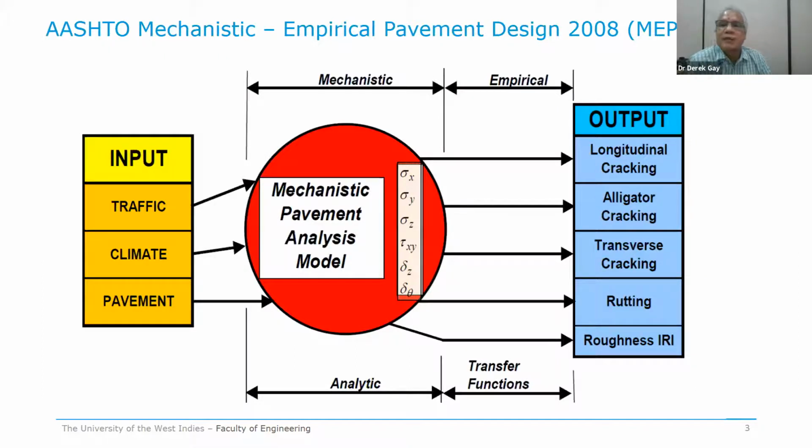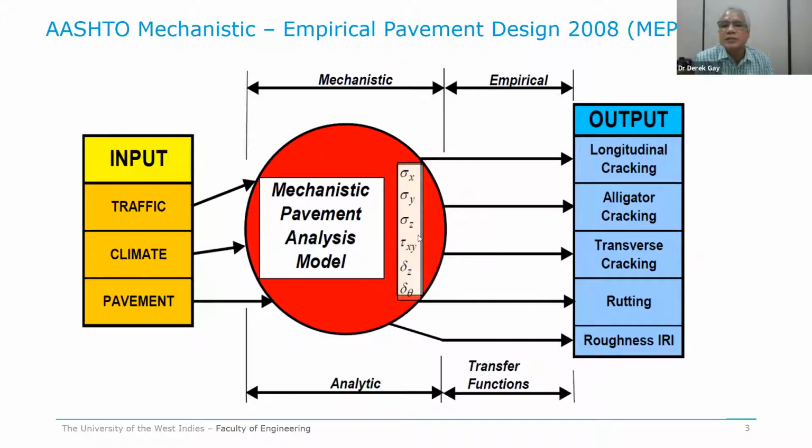The last manual I referred to there was in 2008. The MEPD attempts to treat pavement design in a more mechanistic way, meaning you develop a model of failure, physical or rheological model maybe, and you feed it with the various inputs on the left of traffic, climate, pavement parameters, and you invoke these parameters here of stresses and strains and deformations.